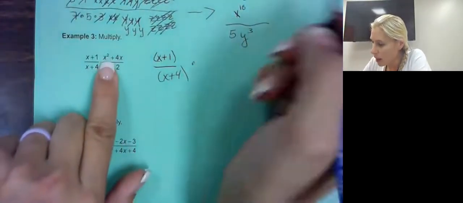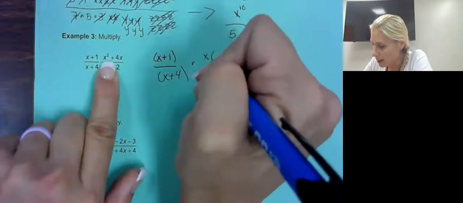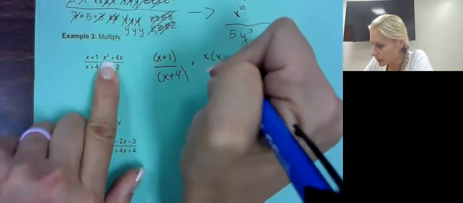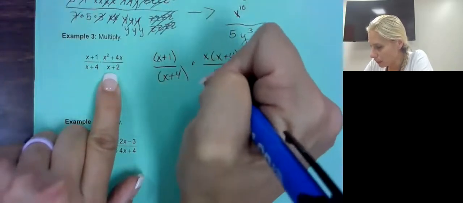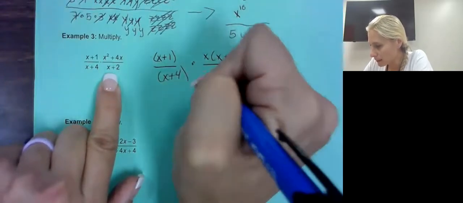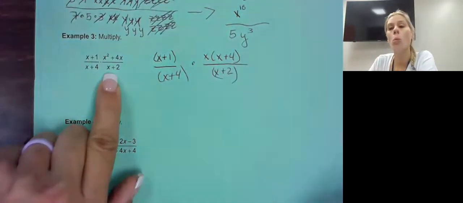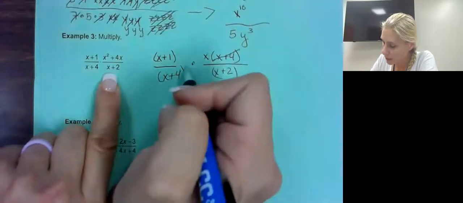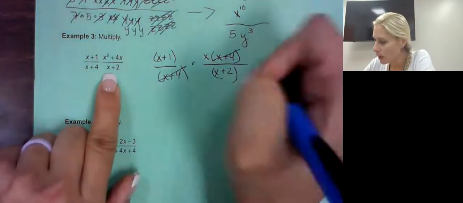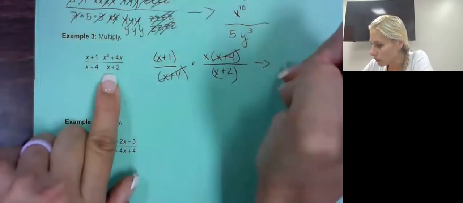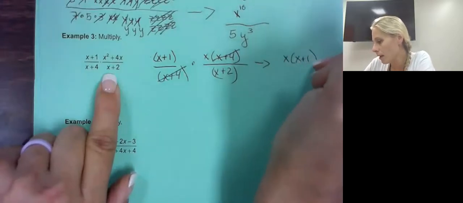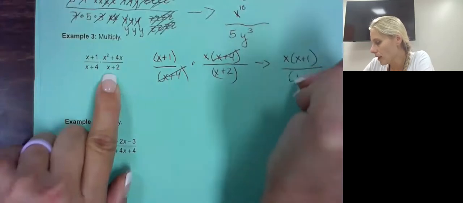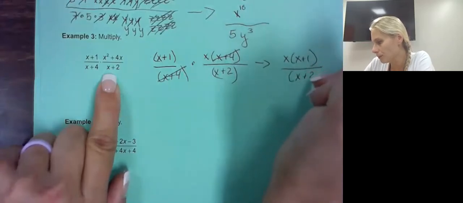Then I have what's in common here, x times x plus 4. And then the x plus 2 just stays. What's in common on top and the bottom? Well, this group can cancel out with that group. So what's left over? When we have an x times an x plus 1 all over the group of x plus 2.